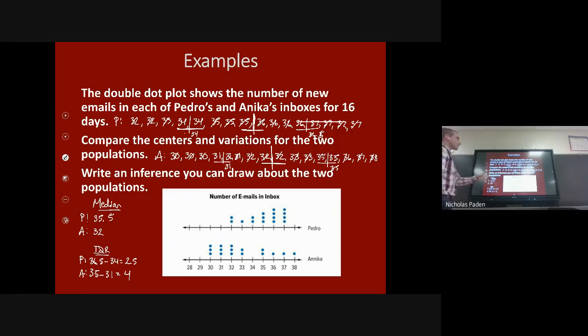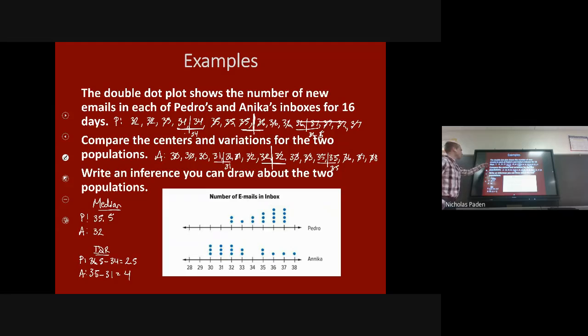So an inference I could draw about the two populations, I don't have enough room to write it, but one thing we could say is, on average, Pedro has more emails in his inbox than Annika, because notice that most of his dots are higher up on the number line than Annika's are. I could say that Annika's number of emails is more spread out than Pedro's because her IQR is larger. I could say the median of Pedro's is higher than Annika's. So there's a lot of different inferences we could draw about this. I would say on average, Pedro has more emails. That's probably the best one to use there.